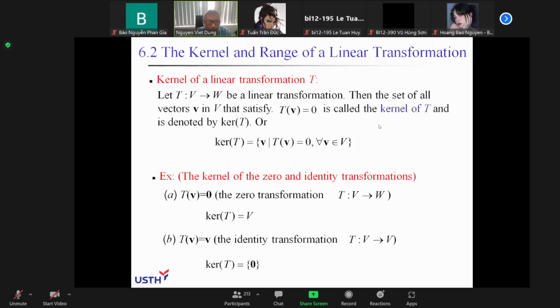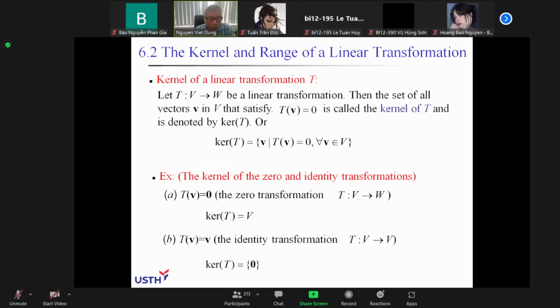We continue with the notion of the kernel and the range of a linear transformation. Suppose that T from V to W is a linear transformation. Then the set of all vectors v inside V such that T of v equals 0 is called the kernel of T, and we denote it by that thing. Or by formula, you get that one. The kernel of T is the set of all v such that T of v equals 0.